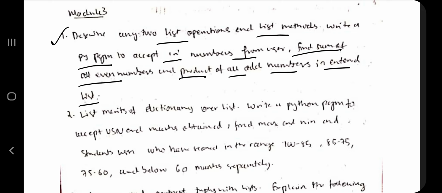See, firstly I have discussed the syntax to write a list. You can use that to accept the numbers from the user, and by using the modulus operator you can check if it is even or odd. Okay. And you can store the sum of the even numbers in the sum variable and the product of the odd numbers in the product variable.